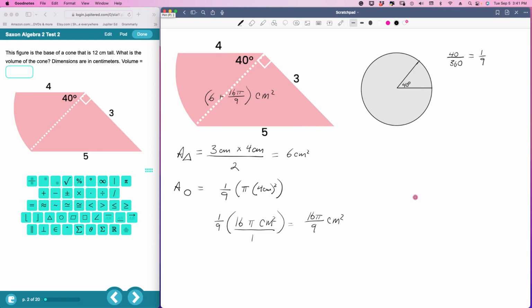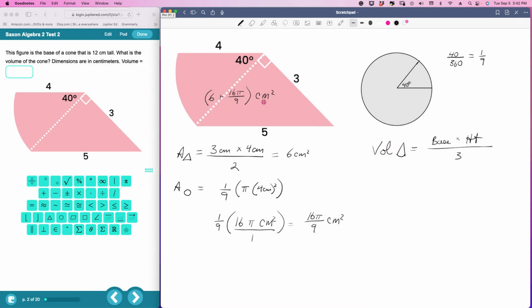But that is not what we're looking for in the problem. In the problem, it says, what is the volume of the cone? And it's 12 centimeters tall. So now we have to take this area of the base and turn it into a cone 12 centimeters tall. So the volume of a cone is equal to the area of the base times the height divided by 3. So that's what we're going to do.